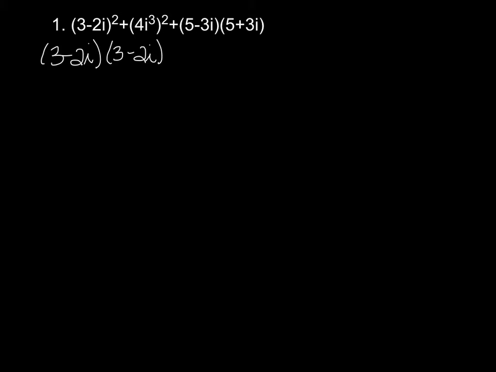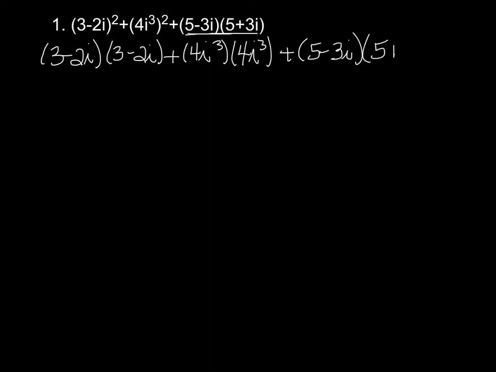And I see a plus sign in between, and I'm going to do the same thing with the (4i cubed). Since that's squared, that means that I can also write that twice. So (4i cubed) times (4i cubed). And I see another plus sign. Now I see conjugates here at the end, (5 - 3i) and (5 + 3i). So let's just write those down for right now, and we'll distribute in a second. So (5 - 3i) times (5 + 3i).